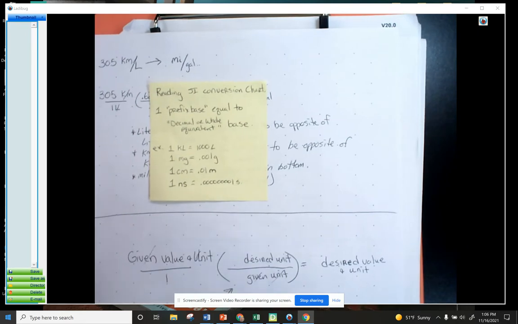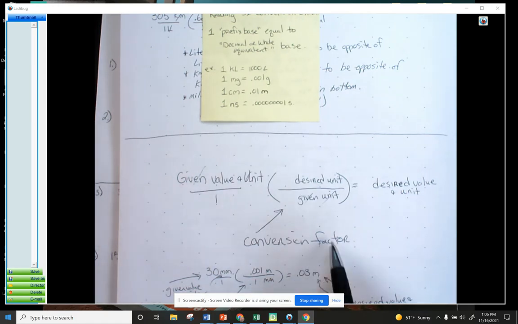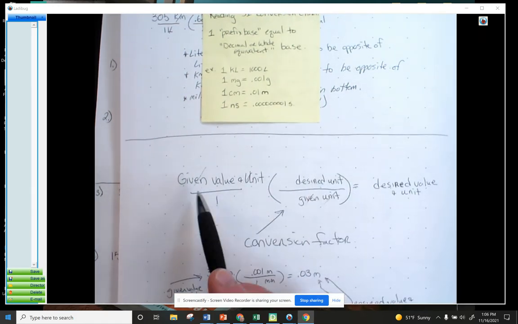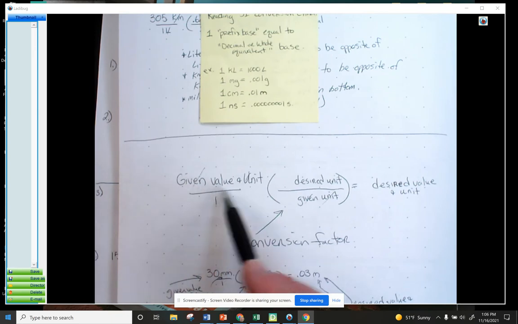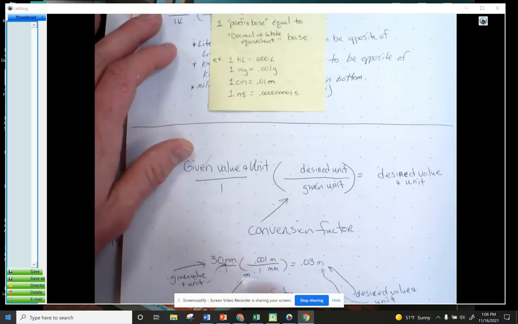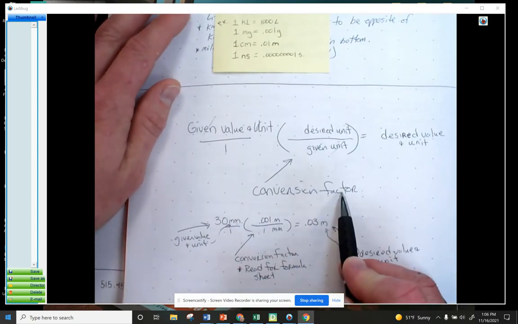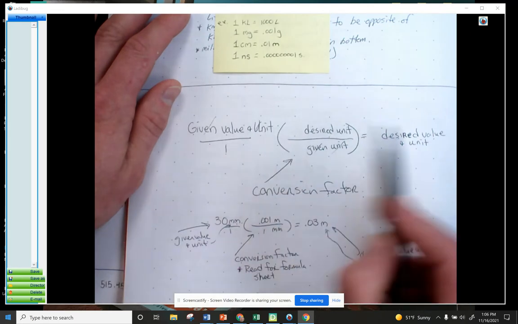Okay, so I just want to start off by explaining how doing unit conversions works. You have to use these conversion factors. So you start off with some type of given value in a unit. Let's just say it's 30 millimeters right here. You have to have a conversion factor to convert from the given value unit to the desired value.